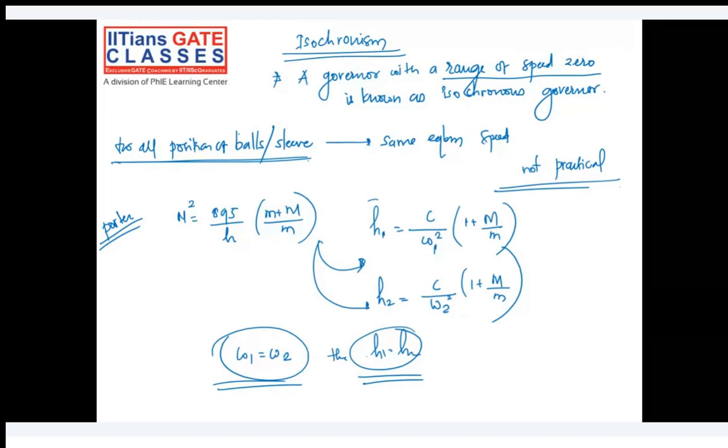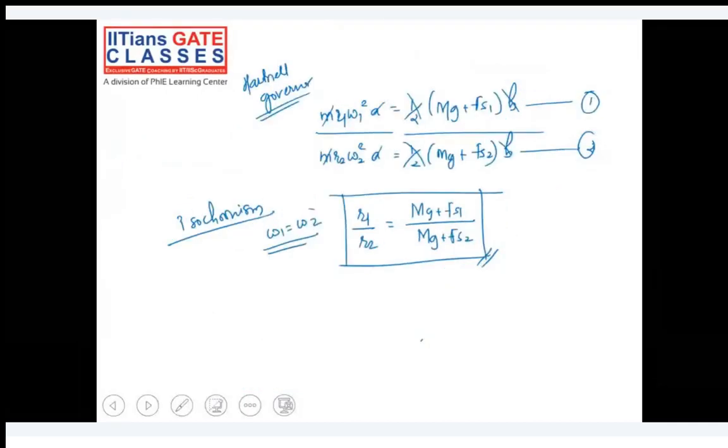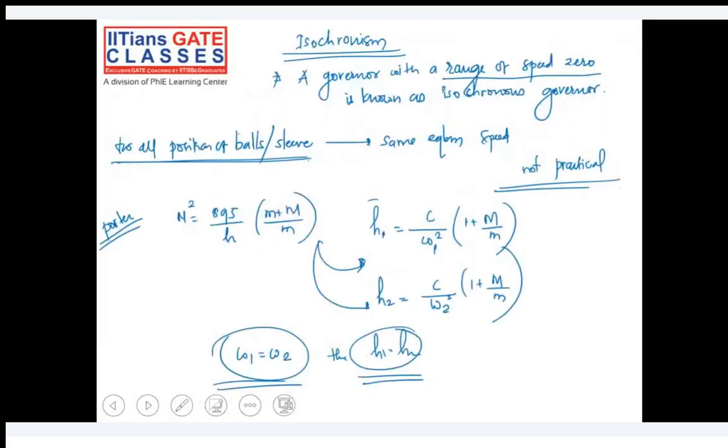When it's equal, we only have H1 and H2. So yeah, this is for the limiting case of Hartnell, right? But it can be possible, not in this Porter, but in Hartnell, we can have a situation like this. Here it's clear that our solution should be at a particular height, and that height should be equal in order to achieve omega 1 equal to omega 2.